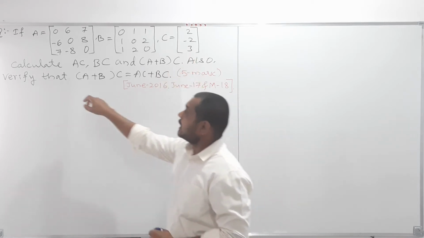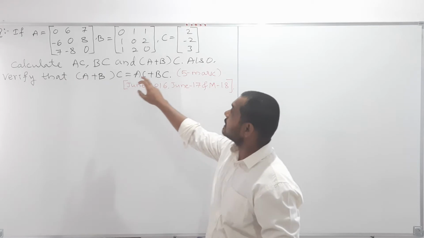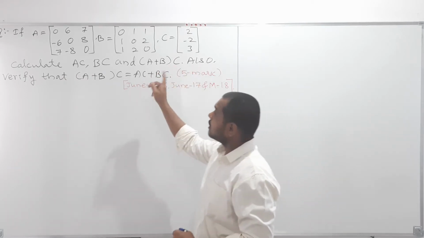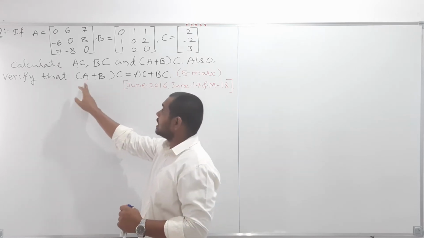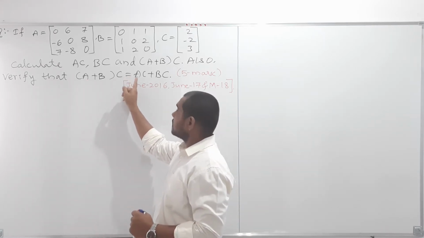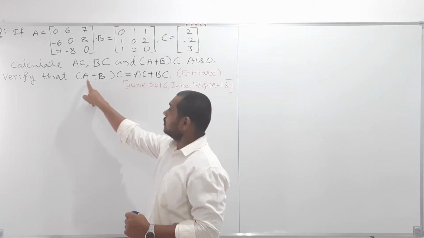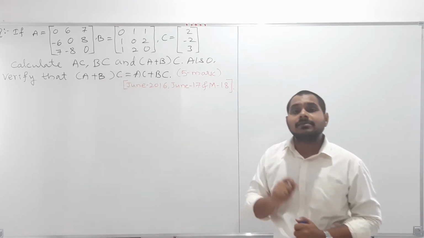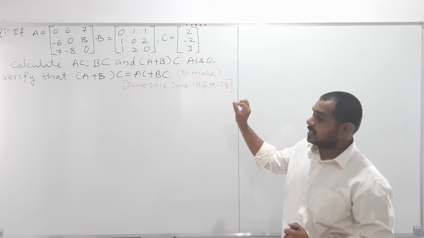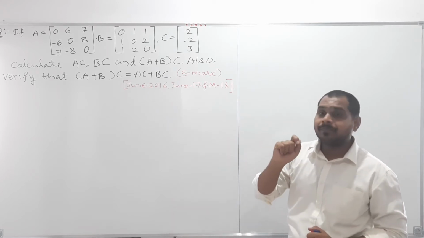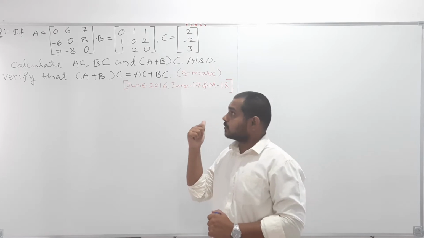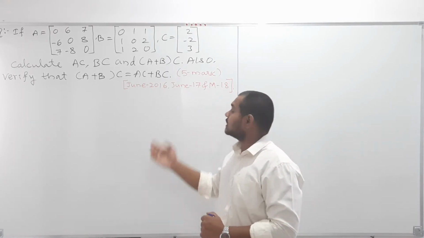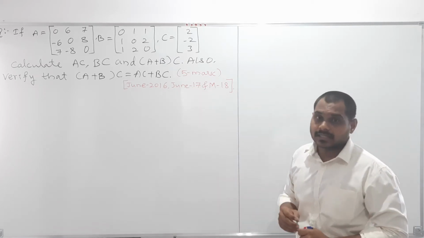Next they asked, calculate AC, BC and (A + B) into C. Also we should verify whether (A + B) into C is equal to A into C plus B into C. My dear students, please remember, this carries weightage. Such a question is a 5 mark question. Very important, every year they will ask such type of questions.